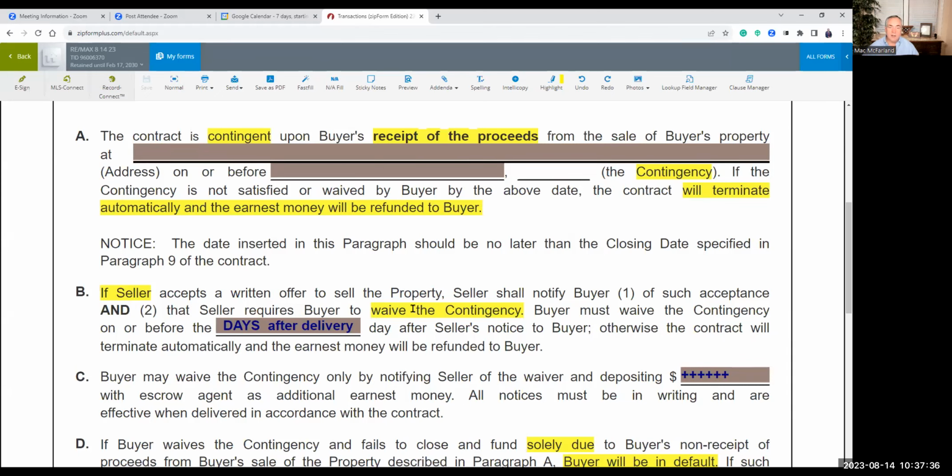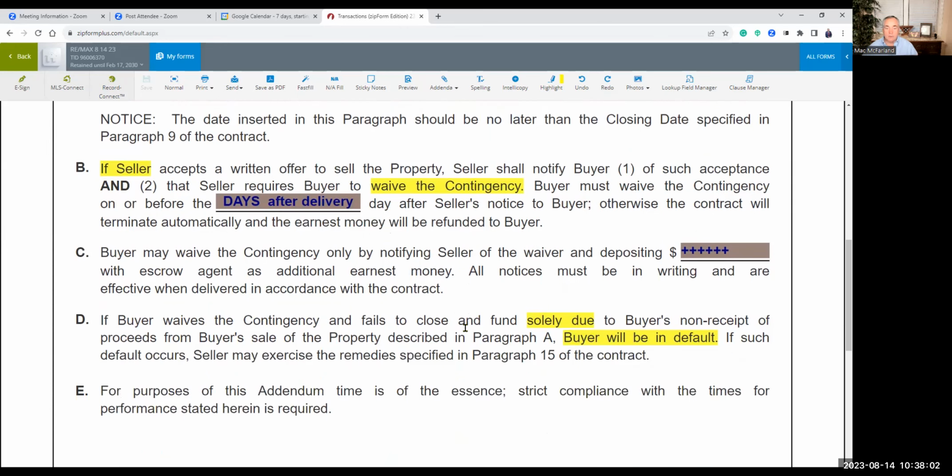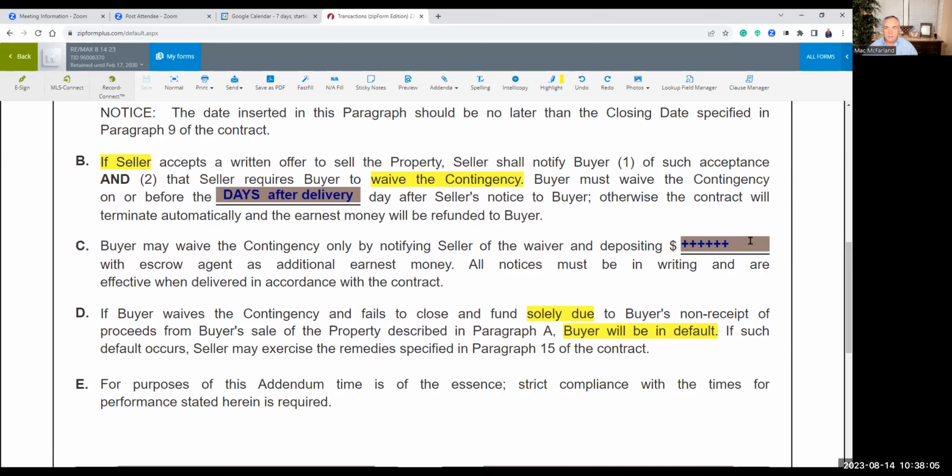If the seller accepts an offer and then gets another offer, they can actually tell the buyer, you need to perform. You need to buy the property or all bets are off, right? And so we're going to put the days on here. How many days? Buyer must waive the contingency on or before how many days after the seller gives them that notice. So when the seller gives you that notice, how many days do you want before you actually do something? And if you're going to waive the contingency, you have to put some money down. That's why I was talking about the additional earnest money and all that stuff.